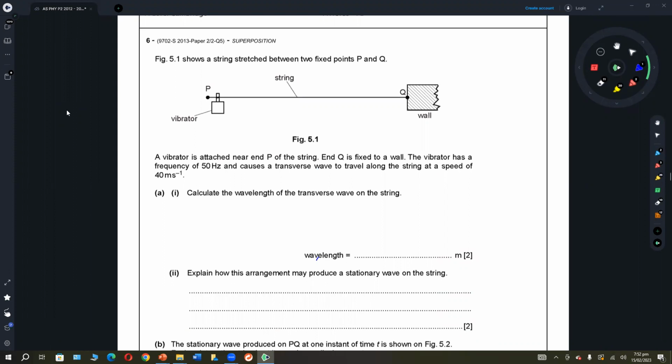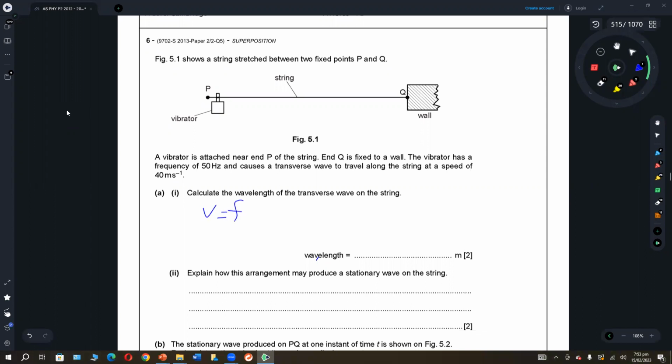The figure shows a string stretched between two fixed points. The vibrator is attached near end P of the string. End Q is fixed to a wall. The vibrator has a frequency 50 and causes a transverse wave to travel along the string at a speed of 40. Calculate the wavelength. The first part looks simple.